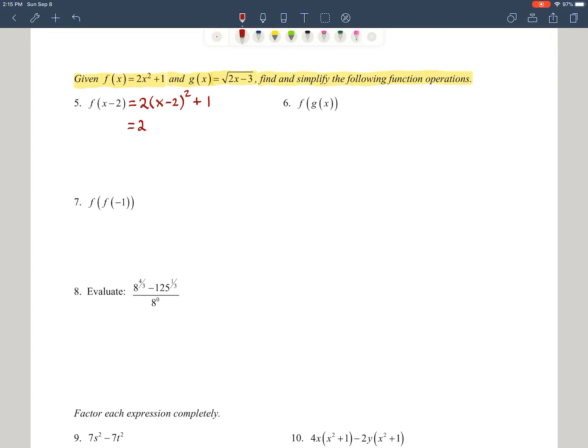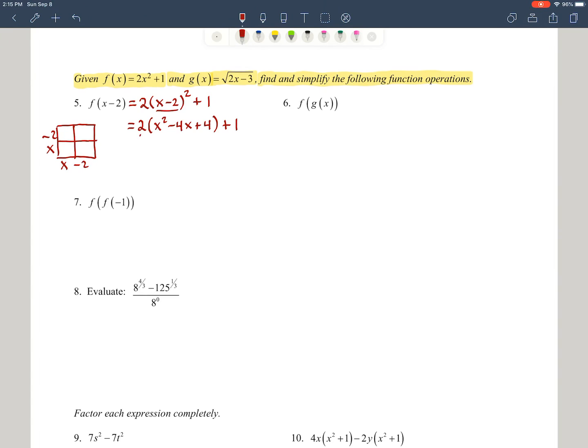So our 2, nothing's happened to it yet, right? And when we FOIL this out, we're going to have x squared minus 4x plus 4. And then we still have that plus 1 afterward. Now, if you're not sure where that came from, it's the same thing as if I set up a generic rectangle on the side, right? And I did x minus 2 times the quantity of x minus 2, or if you FOILed it, however you wish to do it.